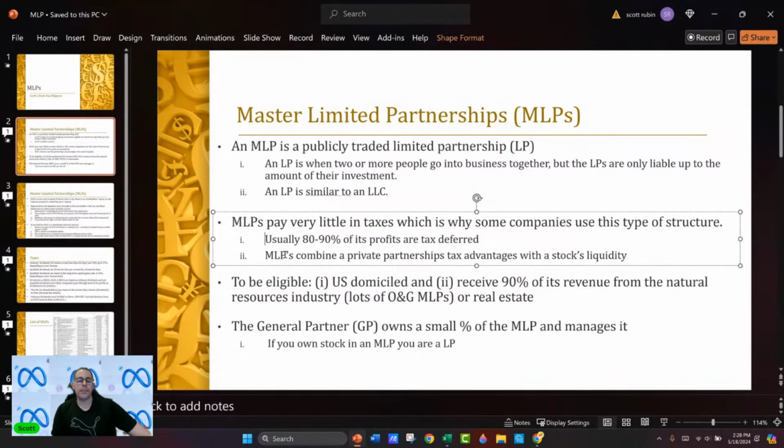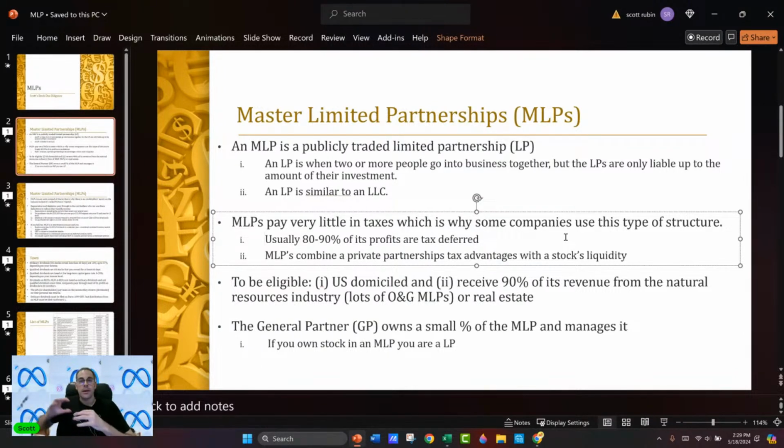So that's the beauty of an MLP. It combines a private partnership. Like you could have a small private company, like you and your friend open up a laundromat. That's not going to be a public company. That's your own private business. No one can see your financials, unlike a public company, where everybody can see your financials. It's public knowledge. So it combines the tax advantages of a private partnership with the liquidity of a stock. That's the beauty of a stock, is you can buy or sell at any point in time.